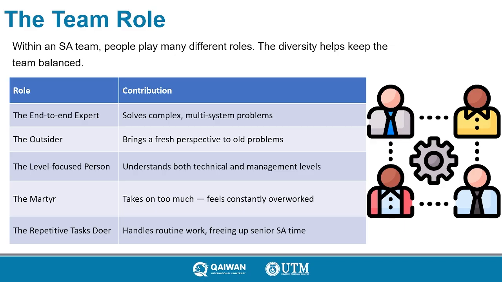Well, the end-to-end expert solves complex multi-system problems. Okay, we will have this role that is quite expert, and anything you tell him, he or she can understand the process and can tell you the solution. Now, the outsider would be bringing a fresh perspective to all problems. That would be a team role, and it will be called outsider.